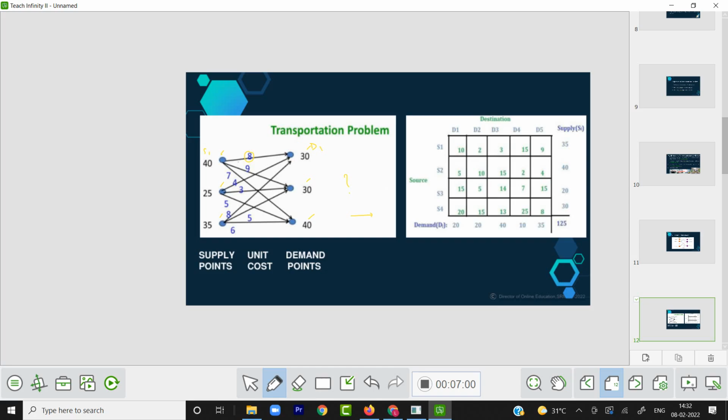This is a different problem actually. Here there were 3 sources and 3 demand stations. Here there are 4 sources and 5 destinations, totally 20 possibilities. Among the 20, whichever minimizes the cost, we can find out. Right, using this matrix we can find the minimized cost.